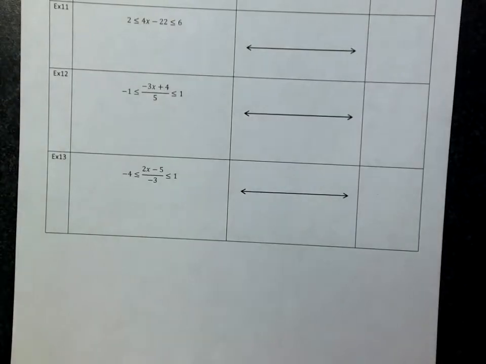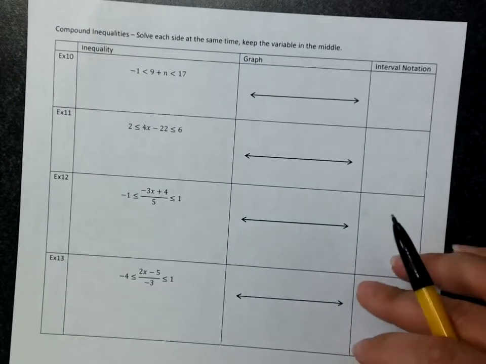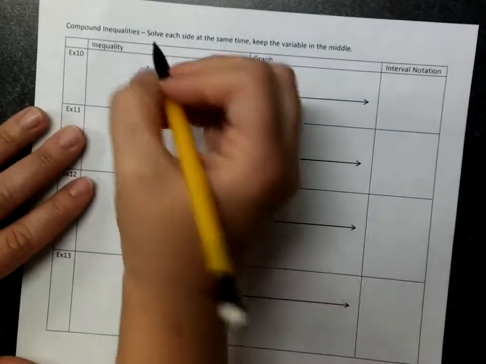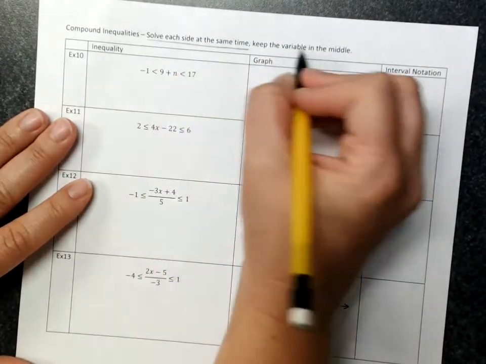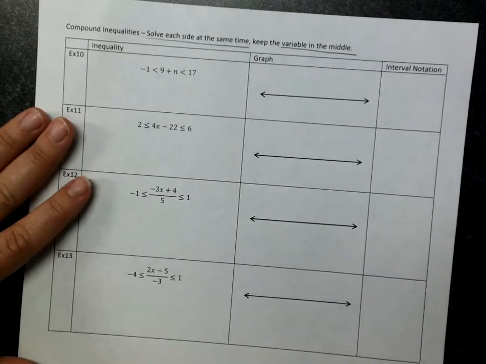The last part of section 2.9 is on compound inequalities, and that is when you have an expression in the middle and values on both sides. They look more complicated, but they're really not. You solve each side at the same time, keeping your variable in the middle. So it looks more confusing, but it's really not too bad.